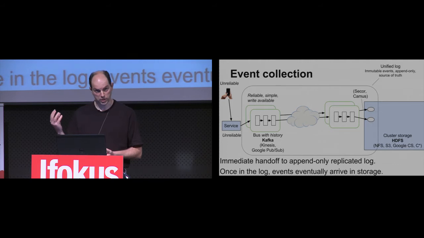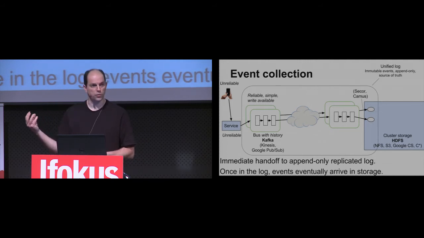So what you want to do is, as quickly as possible, throw it down from the unreliable entity, from your gateway server, for example, to something that's reliable. And state of practice today is to use something called Kafka. It is a replicated service.